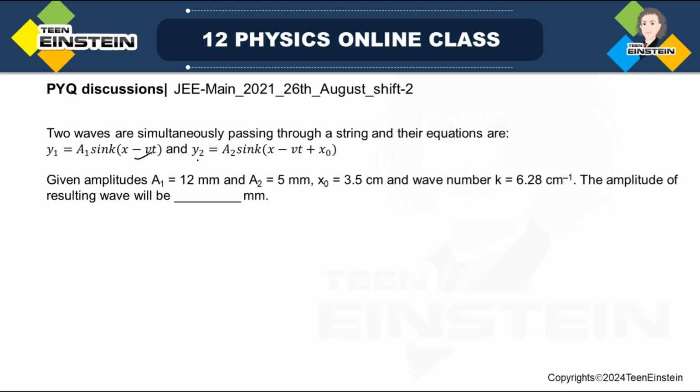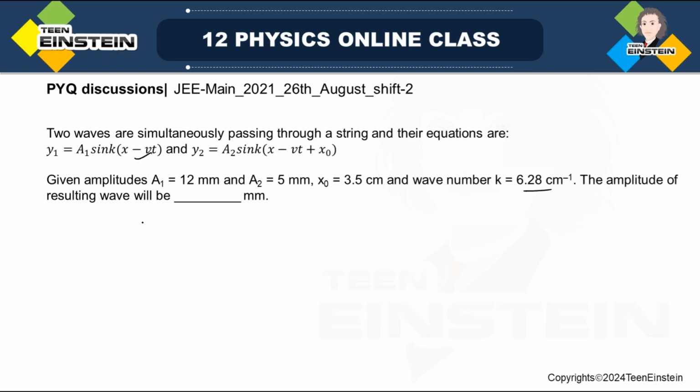So this y1 and y2, there are two waves which are simultaneously passing through a string. Given a1, a2, x0 and wave number is given. The amplitude of the resulting wave will be dash millimeter. So you have to find out the amplitude of the resulting wave.